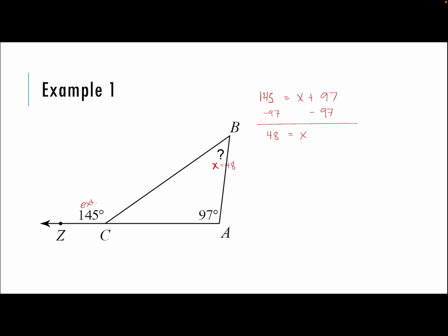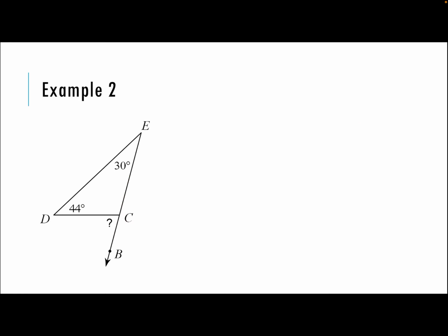The other way we could have done this is, we know that angle C, well, I don't have to put in a W, but this angle beside 145 is equal to 35 degrees because it forms a linear pair with the 145 degree angle. And then we could have done 35 plus 97. That is 132, and 180 minus 132 is 48. Either way, we would get 48 for that missing angle.